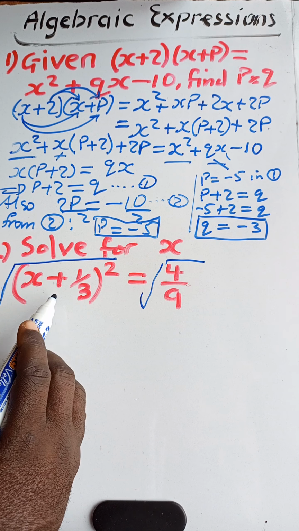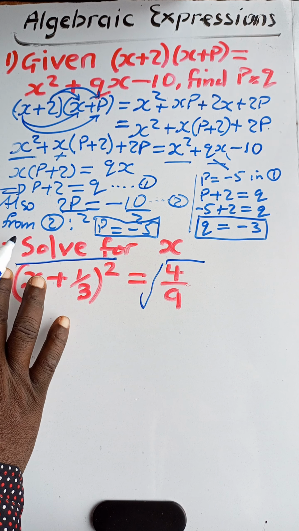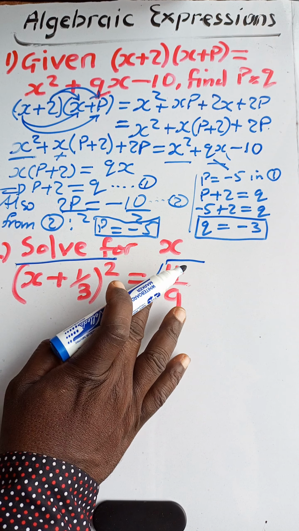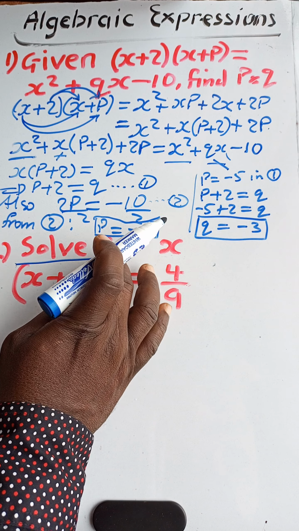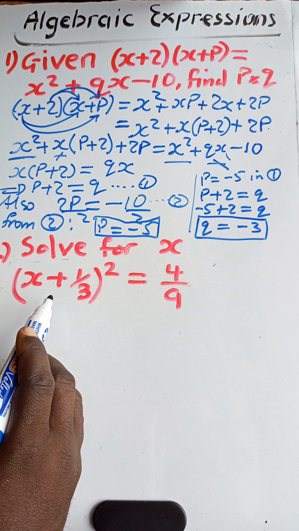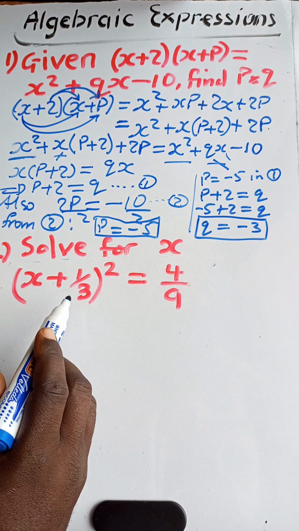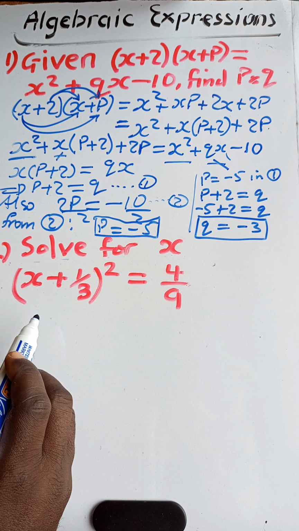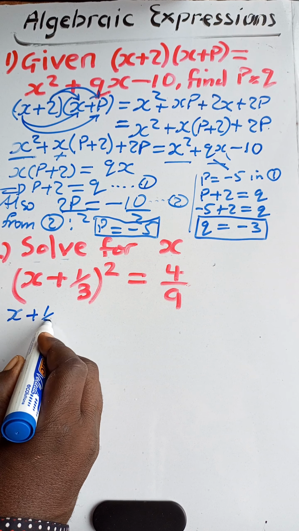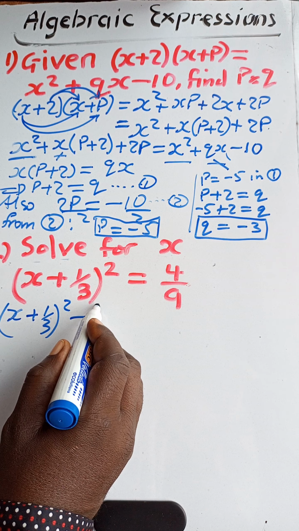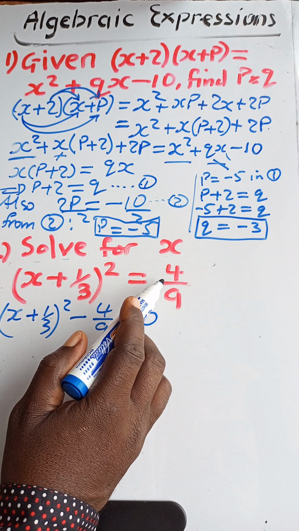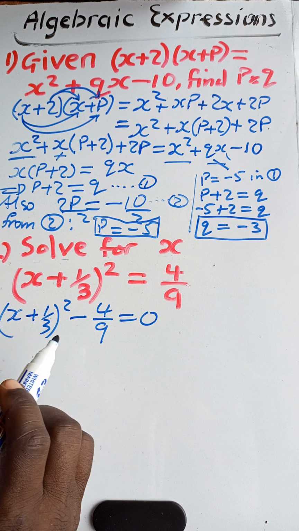But if we look at it carefully, if this expression is expanded, we obtain a quadratic. And in a quadratic, we are supposed to have two solutions. So the best way to solve for x here is to bring the right hand side to the left hand side. So we have x plus 1/3, all of that squared, minus 4 over 9 equals 0. This is plus 4 over 9, we take it to the left hand side, it becomes negative 4 over 9.